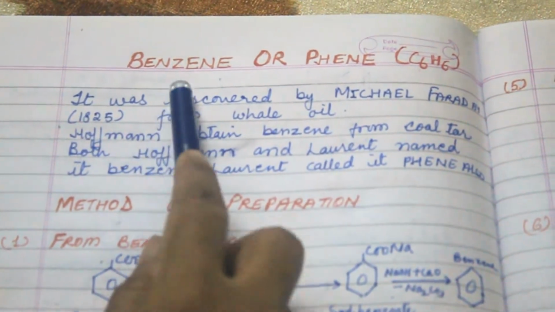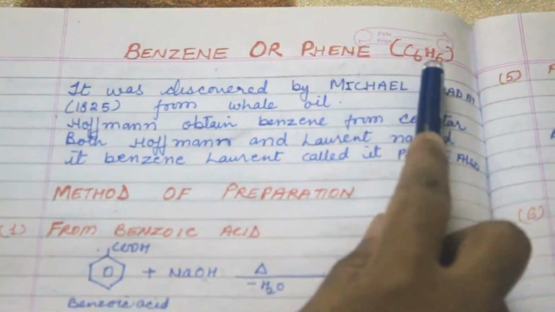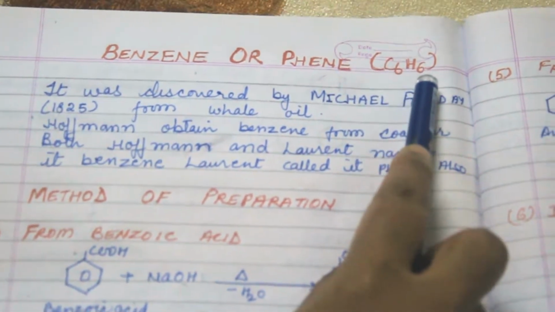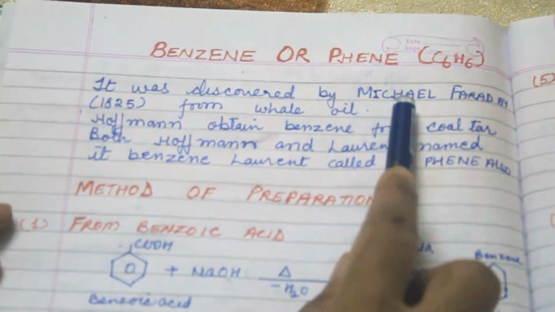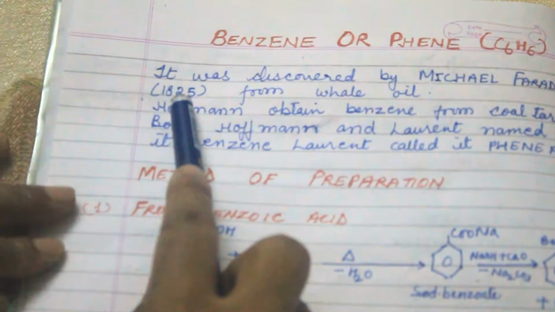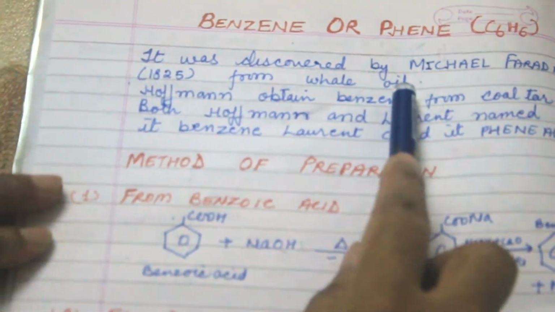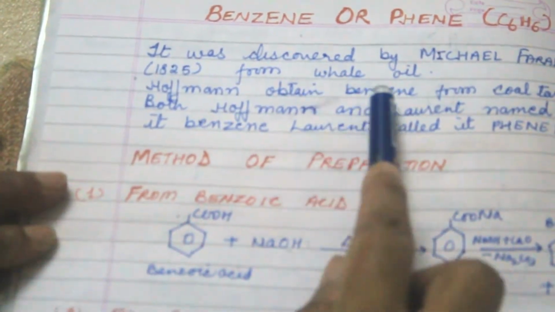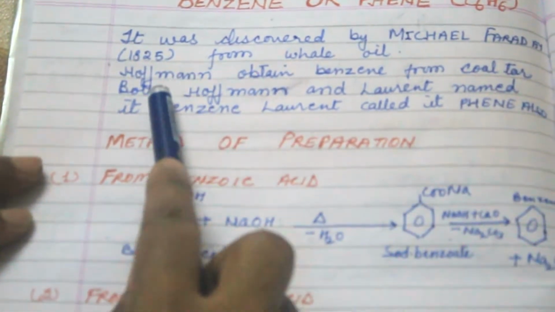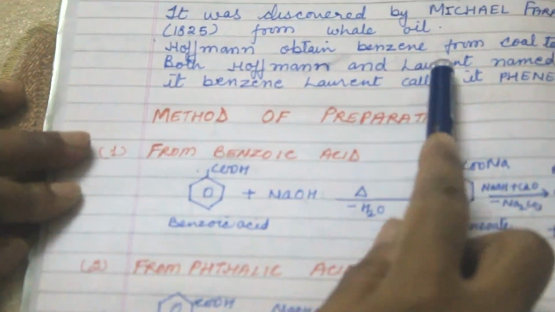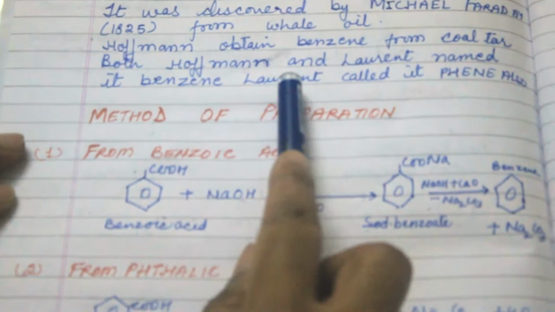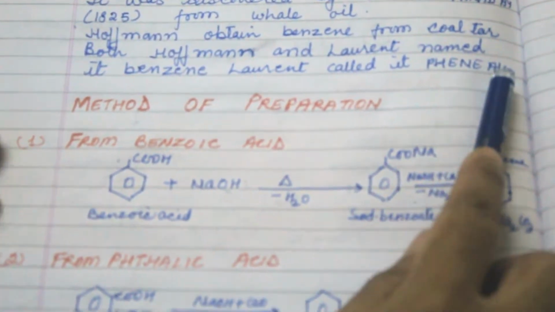Student. Today my topic is benzene or phenene. The formula is C6H6. It was discovered by Michael Faraday in 1825 from whale oil. Hoffman obtained benzene from coal tar. Both Hoffman and Laurent named it benzene. Laurent called it phenene also.